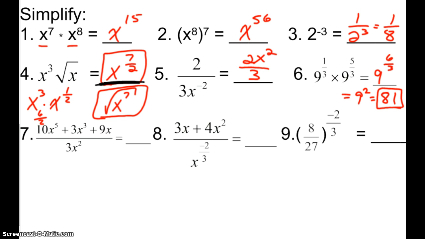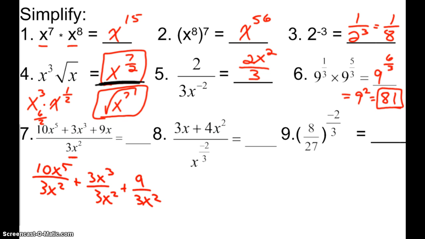Number 7, we're dividing. And with this particular one, if I want to divide two polynomial functions, if you recall, I have to take that 3x squared and I have to divide it into each one. And then I can apply my exponent rule. So I could take 10x to the 5th divided by 3x squared plus 3x cubed divided by 3x squared plus 9x divided by 3x squared.